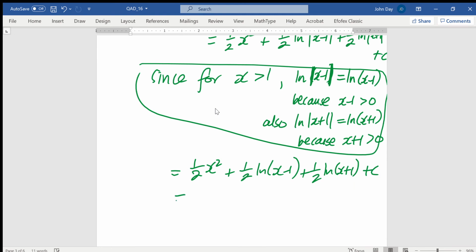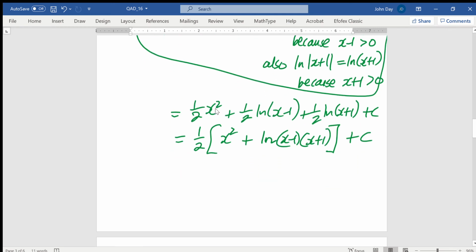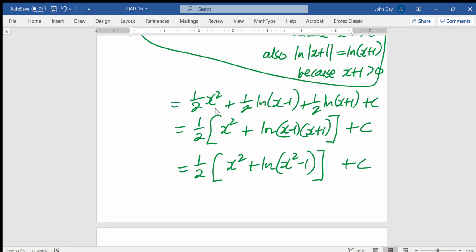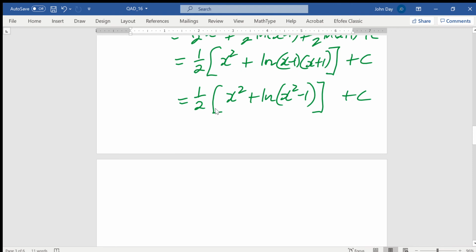So I can put those logs together. Take a half out of there, and that's a half of x squared plus natural log of (x minus 1)(x plus 1), plus c. And if I want, I can even multiply it together and simplify that. It's x squared plus natural log of x squared minus 1, plus c. All right, so that's that integral.